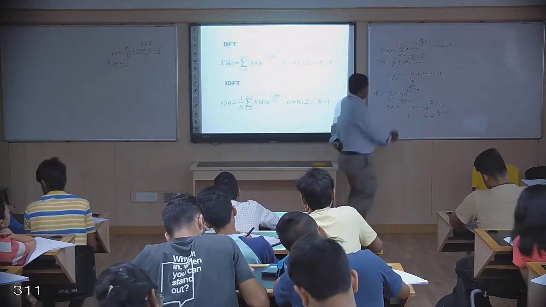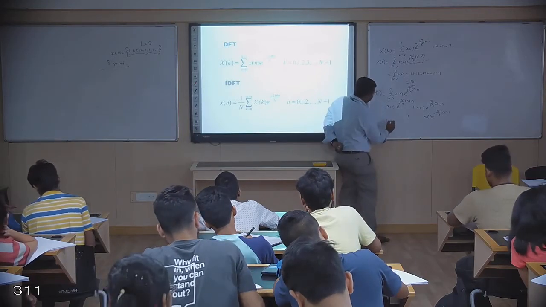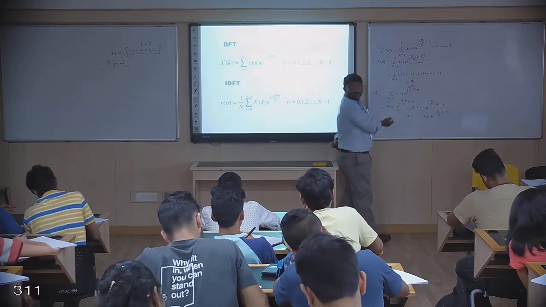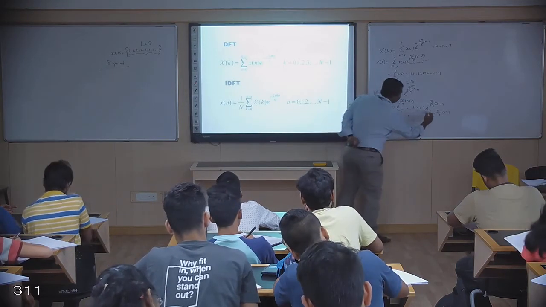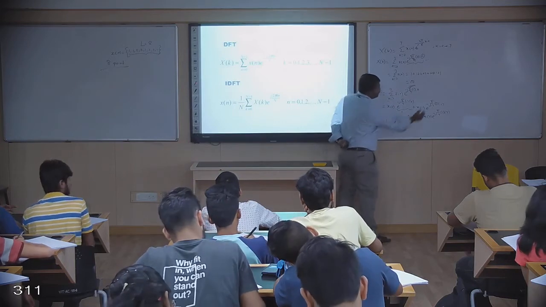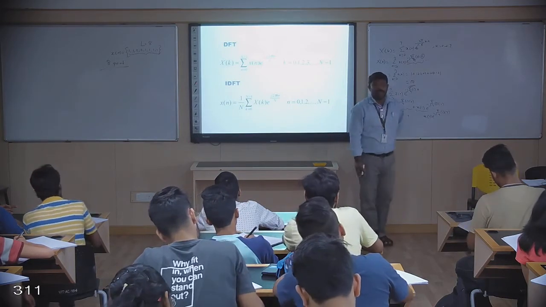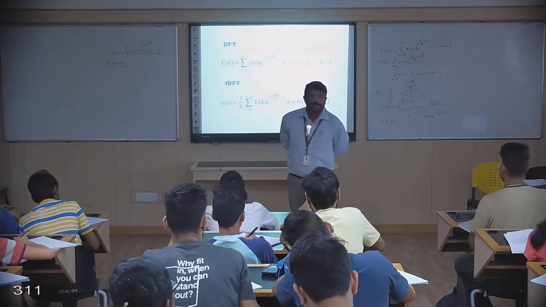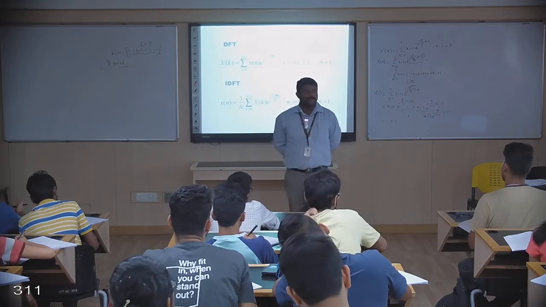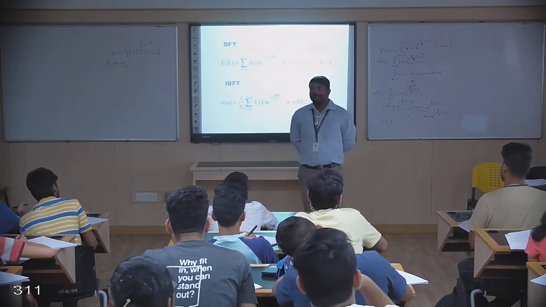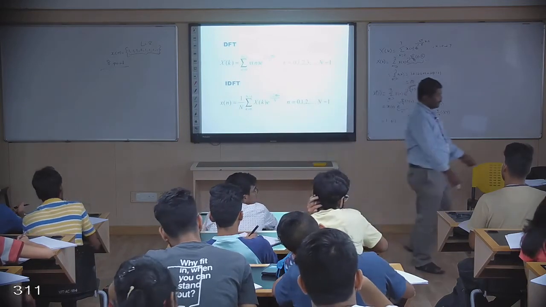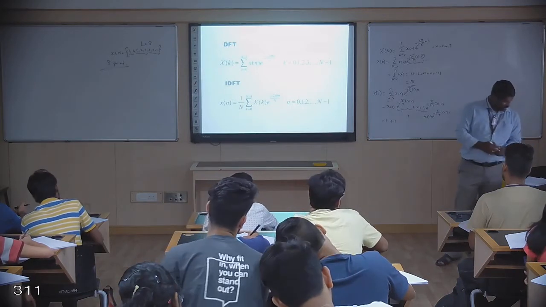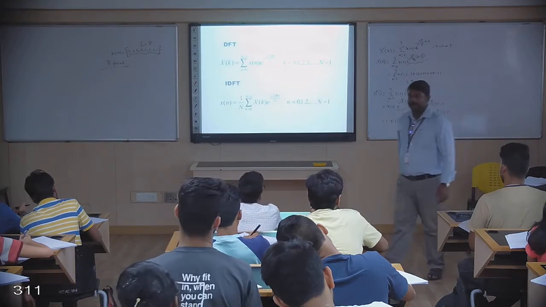All right, so 1 plus, because you have 0, e power 0 is 1, plus 1 into e power minus j pi by 4. It is cos pi by 4 minus j sin pi by 4. It will be minus 0.707. Please take it down.